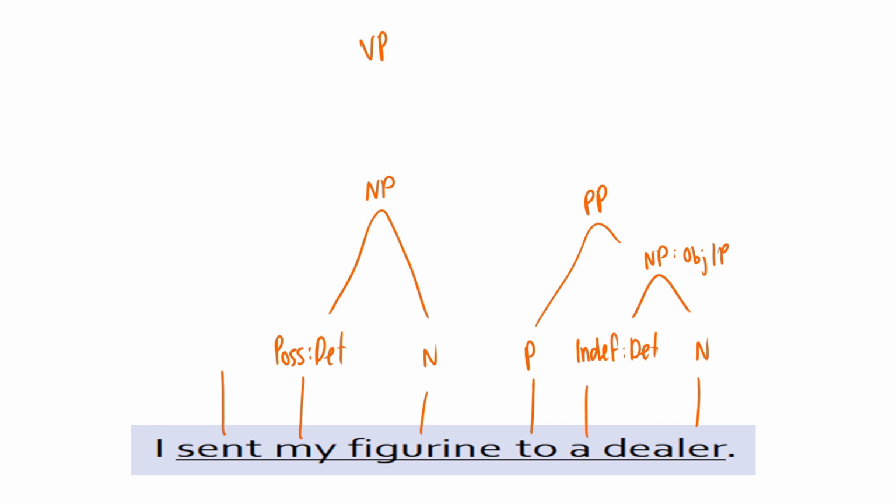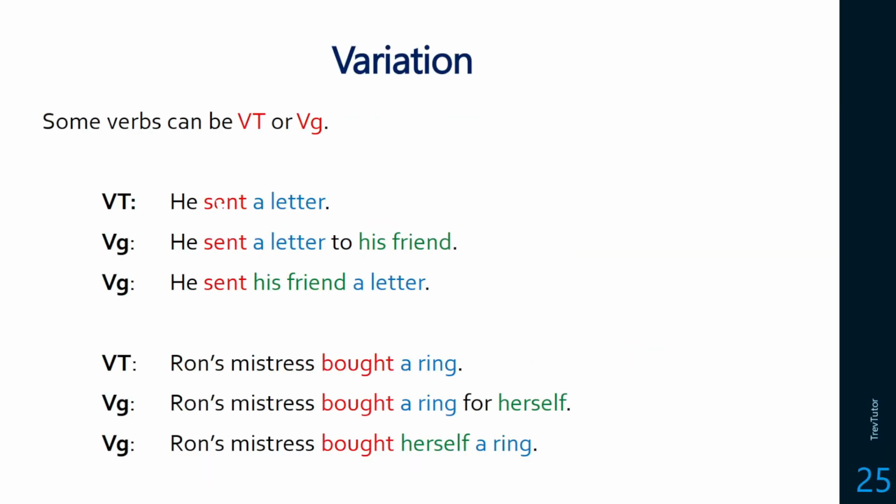X sends Y to Z. So this is a VG verb, going to connect with the VP. This means we have a direct object being sent, and we have an indirect object, so the person receiving it. Okay, so those are the 3 trees. Hopefully you're able to get a little bit of progress.